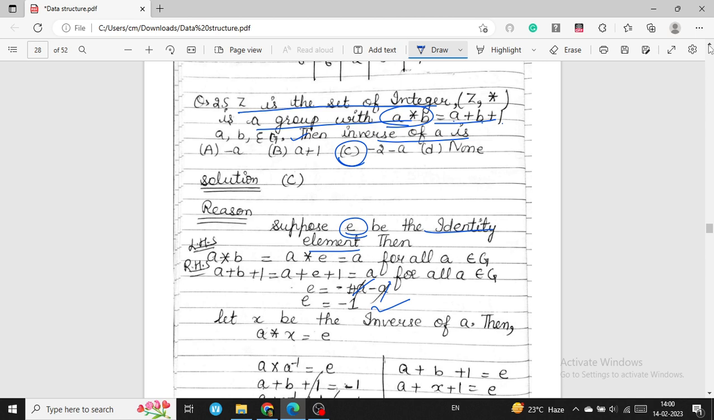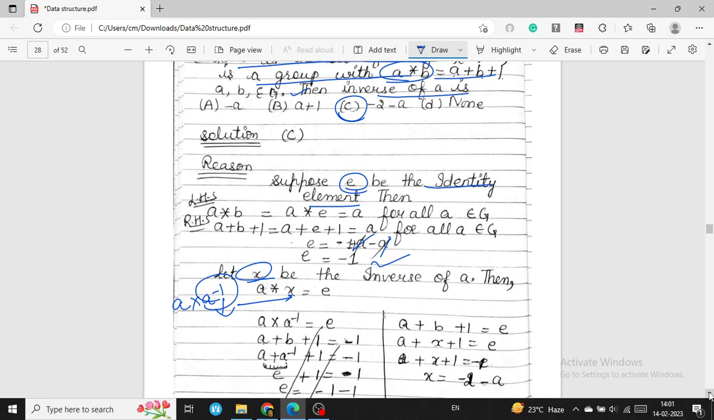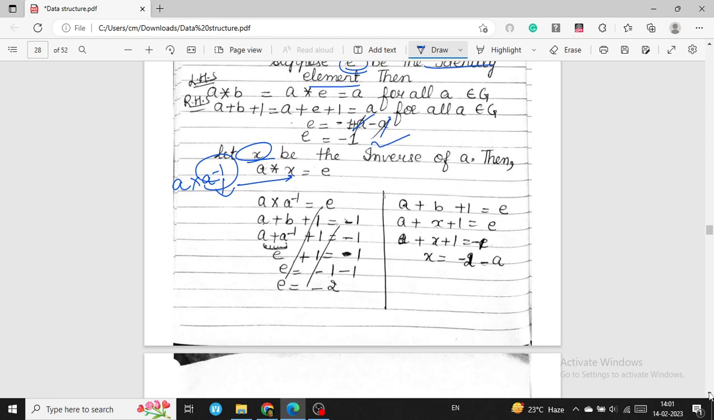Let X be the inverse of A. Here we assume X is the inverse of A. You can write it like this: A's inverse will be represented by X. And here A multiplied by A inverse, you can take here A multiplied by X.